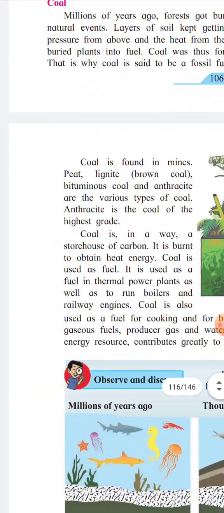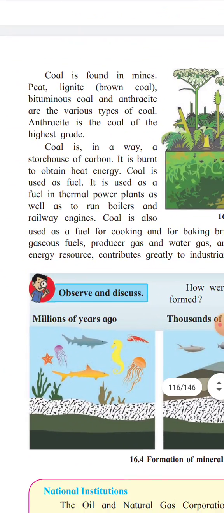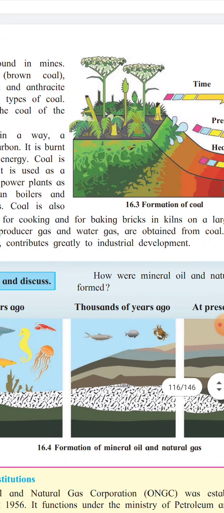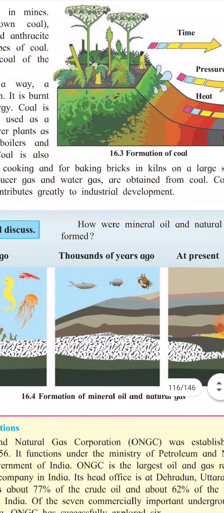As you know, coal is used as a fuel in thermal power plants as well as to run boilers and railway engines. Coal is also used as a fuel for cooking and for baking bricks in kilns on a large scale. The gaseous fuels, producer gas and water gas, are obtained from coal. Coal is an energy resource that contributes greatly to industrial development.